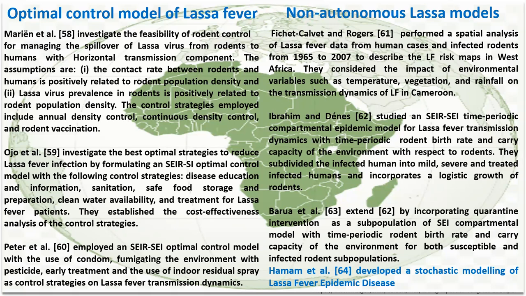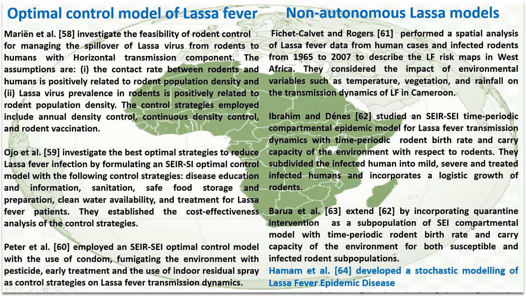Then in their model, they divided the infected compartment into three: mild, severe, and treated infected humans. They also consider logistic growth of the rodent population, which depends on the carrying capacity of the rodent population. Then after they did that, they extended that particular work to incorporate quarantine as an intervention.